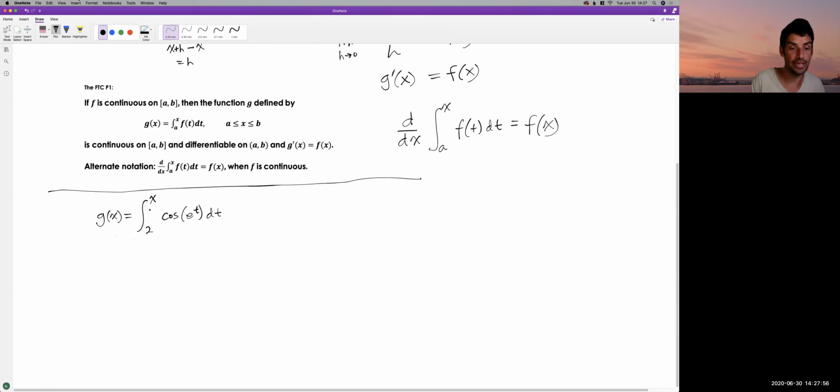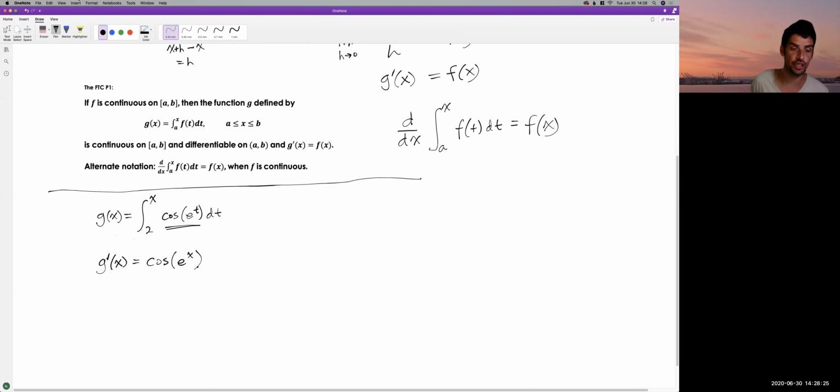And so we satisfy the conditions of this. The domain of both of them is infinite, so our a and our b, we can choose any interval here, 2 to whatever we want. If I ask you to take the derivative of this, all we do, exactly what it says here, is copy this function, except we're using x now.